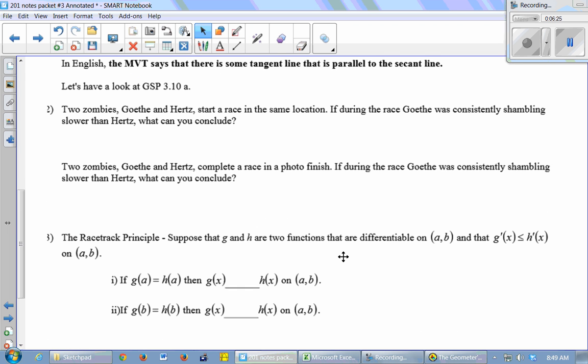Okay, so next thing. Another theorem. Suppose two zombies, Goeth and Hertz, start a race in the same location. If during the race, Goeth was consistently shambling slower than Hertz, what can you conclude? Hertz is going to win, yeah. They start at the same place. One's going slower, then that one's going to lose, right? Hertz wins. Yeah, they're zombies, so they shamble.